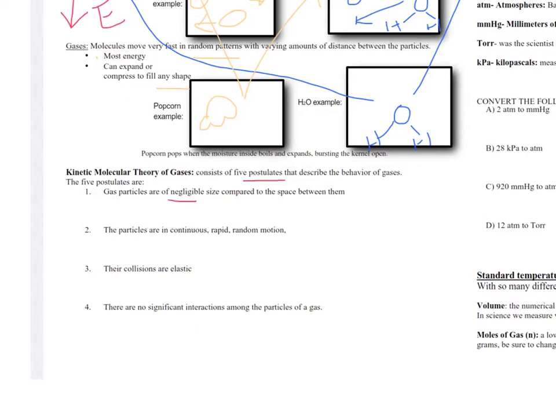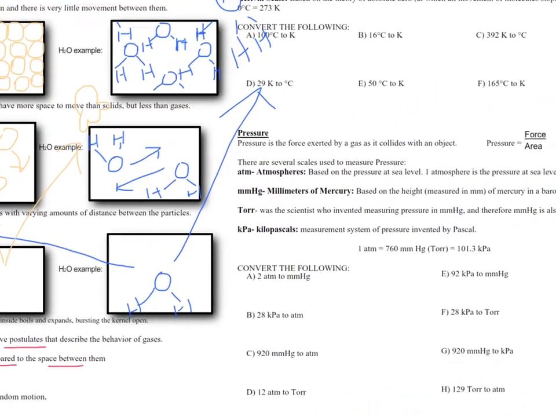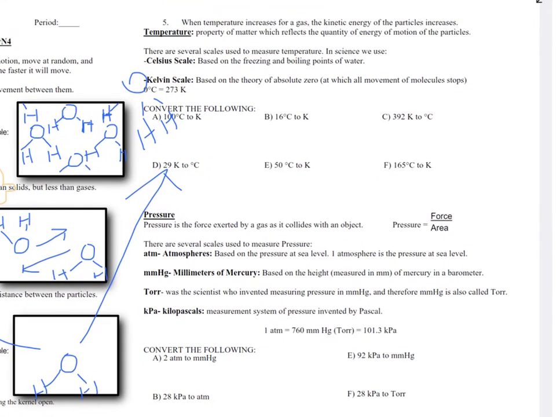So gas particles are of negligible size compared to the space between them. The particles are in continuous, rapid, and random motion. Their collisions are elastic. There are no significant interactions among the particles of gases. And my 5th postulate ended up on the top of the page. When temperature increases for a gas, the kinetic energy of the particles increases. Temperature and kinetic energy. These are going to be some very critical concepts for you to understand.